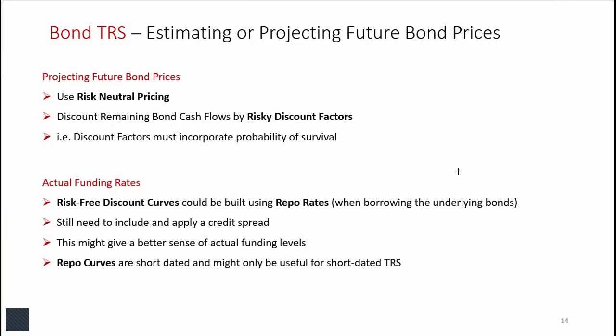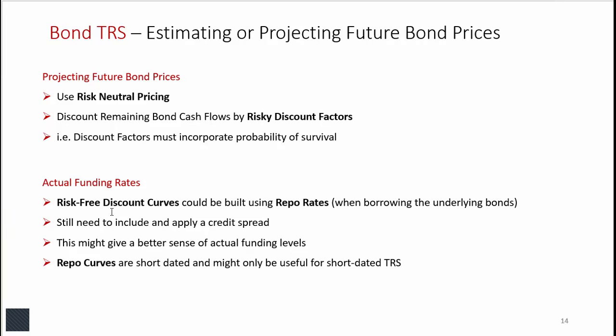I would price the remaining 2 years' worth of bond cash flows and discount them by risky discount factors. And risky discount factors is just a fancy way of saying it's a discount factor which incorporates the probability of survival. We'll talk about that a little bit more in the coming slides. So if you want to work out the future value of a bond, you look at the remaining bond cash flows in the future within the period of your TRS, and you discount them. So it's pretty straightforward.